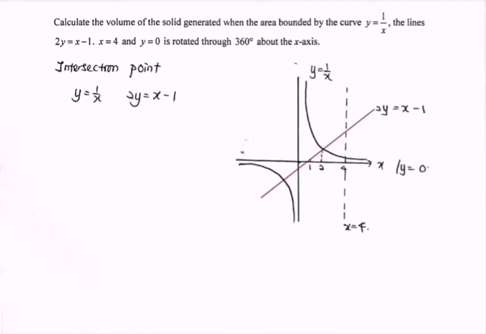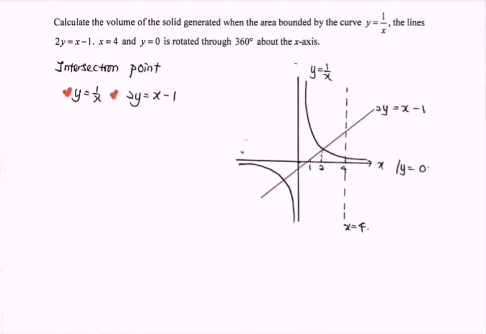So hi everyone. Now I'm going to discuss the example for 44. Calculate the volume of the solid generated when the area bounded by the curve y equals 1 over x and the line 2y equals x minus 1. Now what I'm going to do is find the points of intersection between the two graphs.